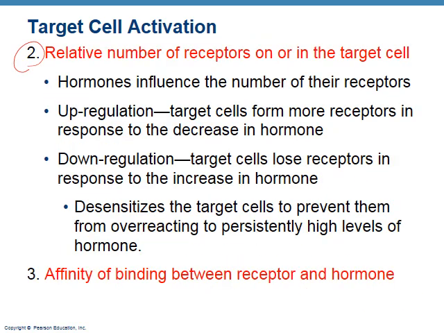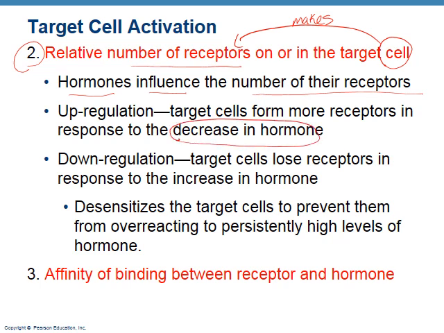The second factor here is the number of receptors. Remember, the target cell makes the receptors. It's responsible for synthesizing them. So a cell can make more receptors or fewer receptors. It says the hormone influences the number of their receptors. If you have a decrease in hormone, you're going to see upregulation. Your cells are going to form more receptors. I think of them as hungry little Pac-Men, right? They're like, where's the hormone? Where's the hormone? It's not here. And they start making more receptors.